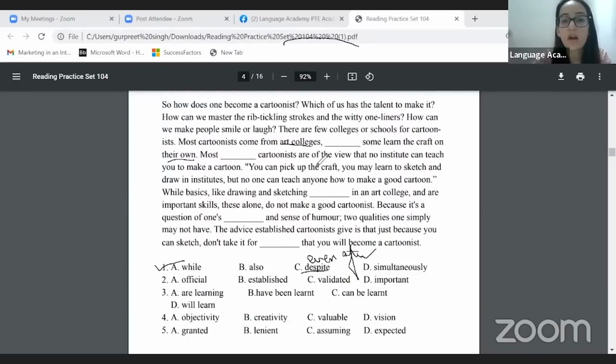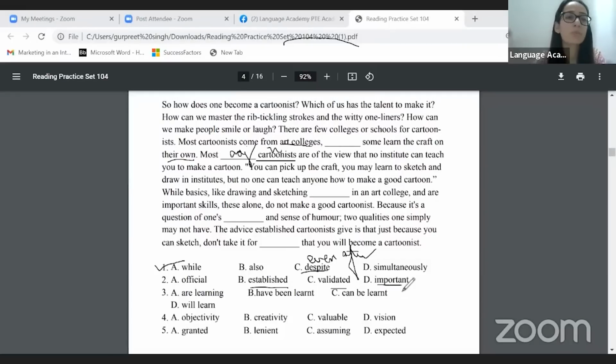Most cartoonists are of the view that no institute can teach you to make a cartoon. The sentence is absolutely complete. Whenever we have complete sentences and after the blank we have a noun, in that case we have to fill the blank with an adjective. Means what kind of cartoonist? Official, do we have official and unofficial cartoonists? Established means popular. Validated is used for documents. Validated document means something which has valid reason, context, something.